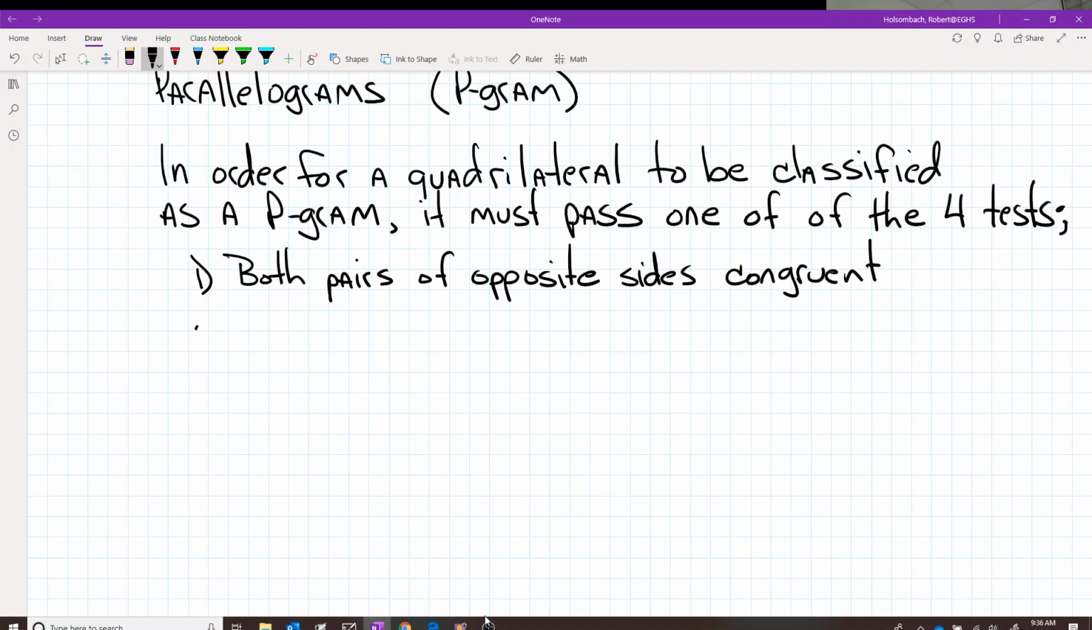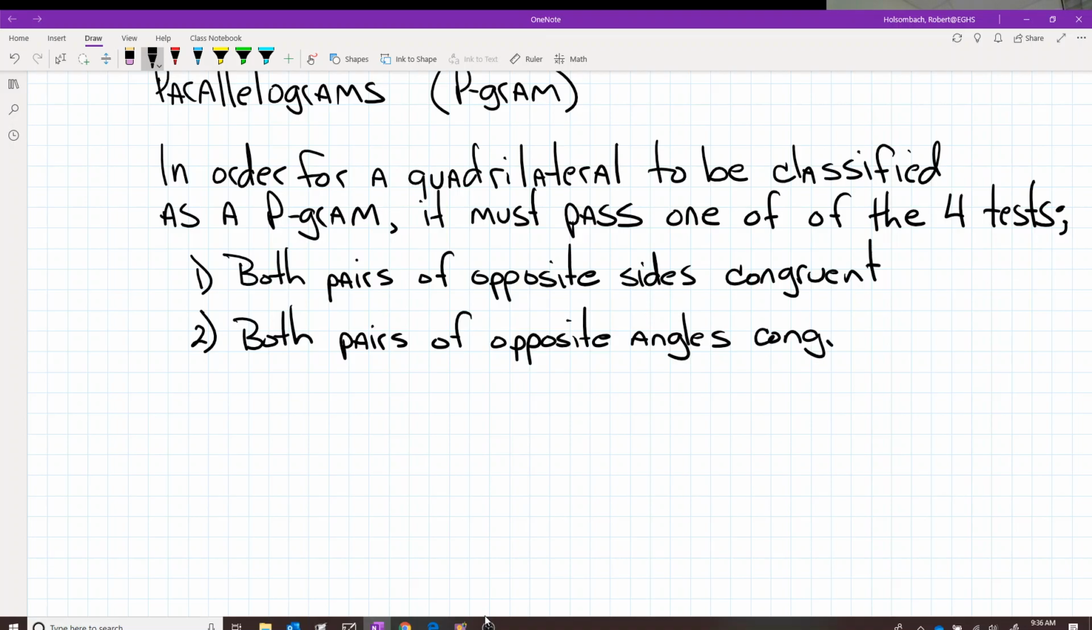Test 2. Both pairs of opposite angles congruent. Test 3. Diagonals bisect each other.